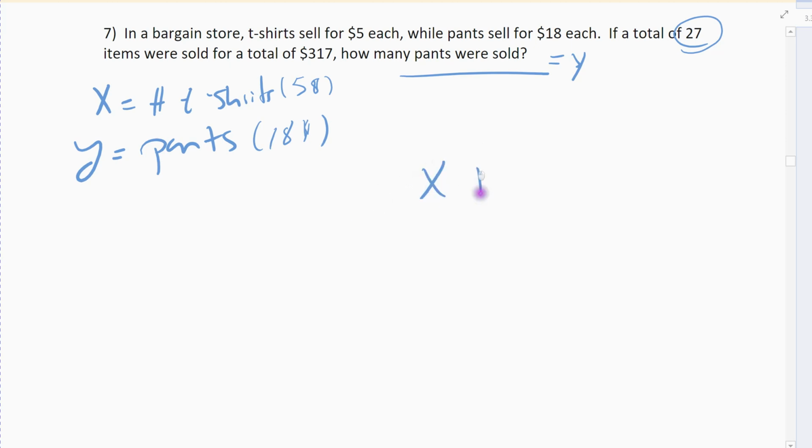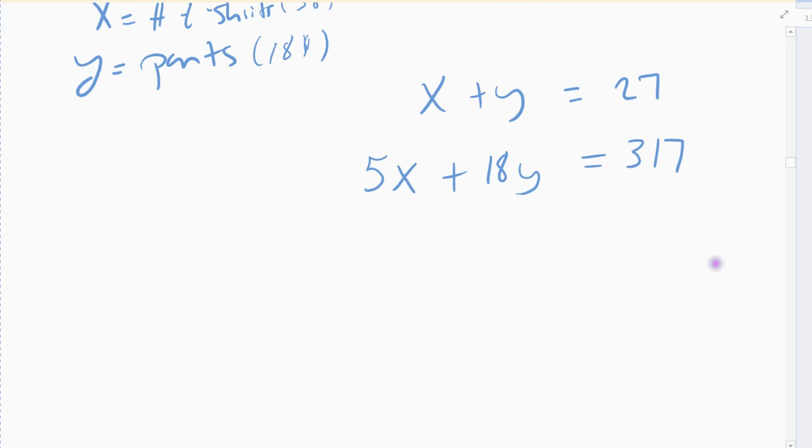So I know X plus Y has to add up to 27. And then I know their total value: $317 worth of clothing was sold. Each t-shirt sold for $5, so 5X. Each pair of pants sold for 18, so 18Y. And there's my system. Then I'm going to solve it. You can solve it however you want. I think a matrix is the easiest way because then I can't mess up on the algebra.